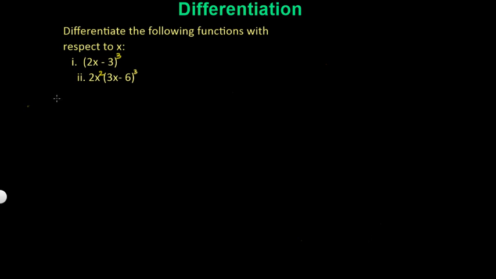So the function 1 says, let's make it y equals (2x minus 3) all raised to the power of 3. We are to differentiate this function with respect to x. Looking at this function, we are going to use a rule called chain rule.